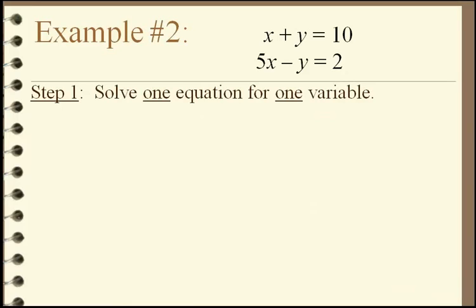Let's try example number 2. Neither one of my equations is solved for one variable. Do you see that both variables are on the same side of the equal sign? We want to get one of these equations with one variable on the one side of the equation. Think of y equals mx plus b. Y was by itself. I'm going to choose x plus y equals 10. Thinking back to y equals mx plus b, I'm going to bring my x to the other side by using inverse operations.